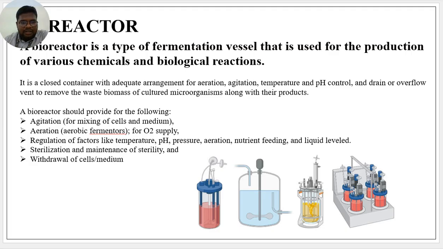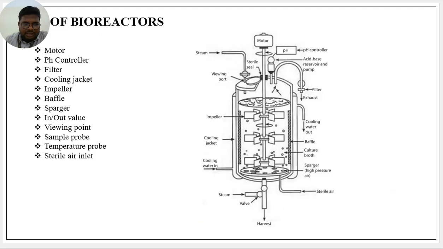Generally, a bioreactor is a type of fermentation vessel used for the production of various chemicals and biological reactions. It's the biochemical container where we grow the cells for production and utilization, so we can isolate the targeted product from living organisms like cells. The main purpose of a bioreactor is to cultivate the cells in uniform growth and to obtain the product. There are many parts of a bioreactor.